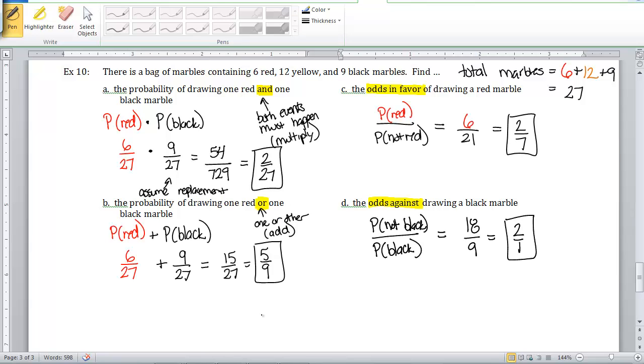For B, I had to add the 2 probabilities because it was one or the other. In C, it was the odds in favor, and because it's odds, notice I'm no longer over the total. Because we wanted favor, I wanted the probability of doing the red. There's 6 red. Denominator, probability not red, so 21, which simplified to 2 over 7. In D, odds against, in the denominator, you want the probability of the black, so 9 black marbles. And in the numerator, you want the ones that are not black, the other 18. 18 over 9 simplified to 2 over 1.